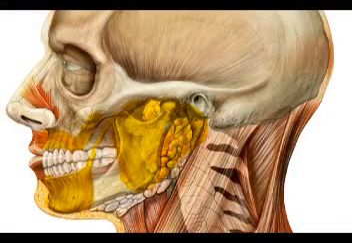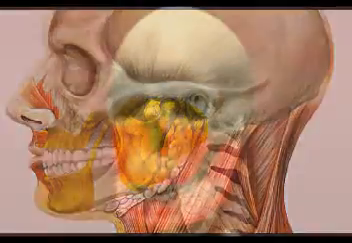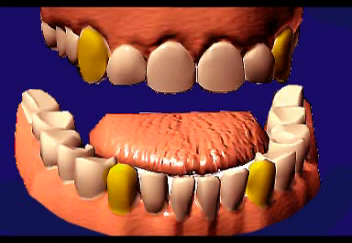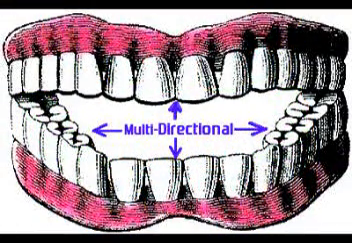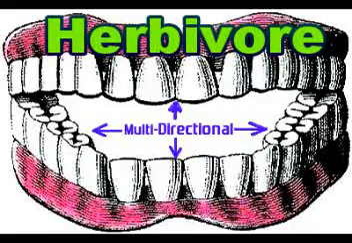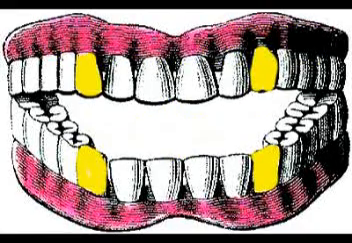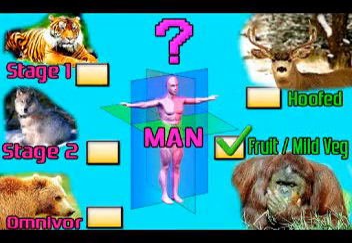The human jaw has fully developed muscles and a small opening. We have small blunt canines and square molars for grinding and chewing. We also have multi-directional jaw movement. This puts us into the herbivore category when it comes to jaws and teeth. But because we have small canines, this puts us more into the fruit and mild vegetation herbivore category.